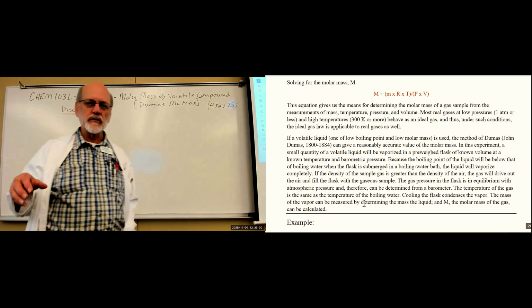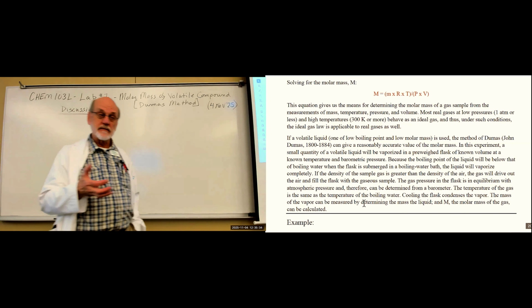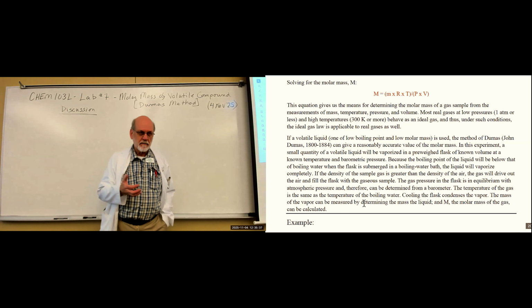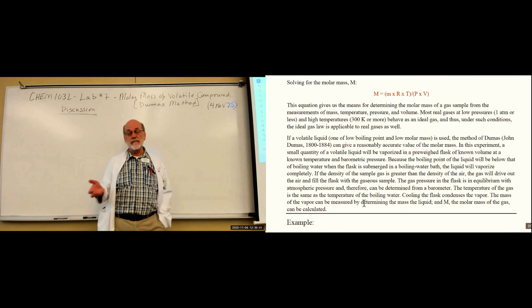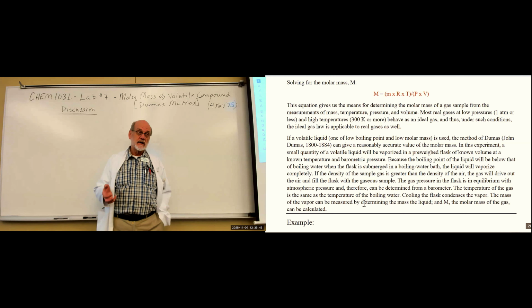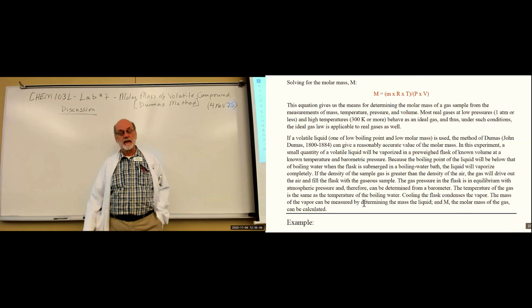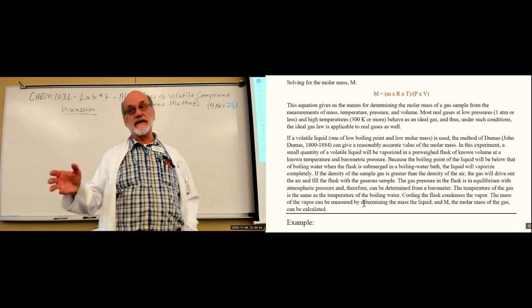What Dumas proposed was that we use what we know about gases, because anytime you have a gas under ideal conditions, it doesn't matter what the gas is. So we can use that information to determine the molar mass of some unknown compound, because the gas laws are going to operate no matter what the gas is.